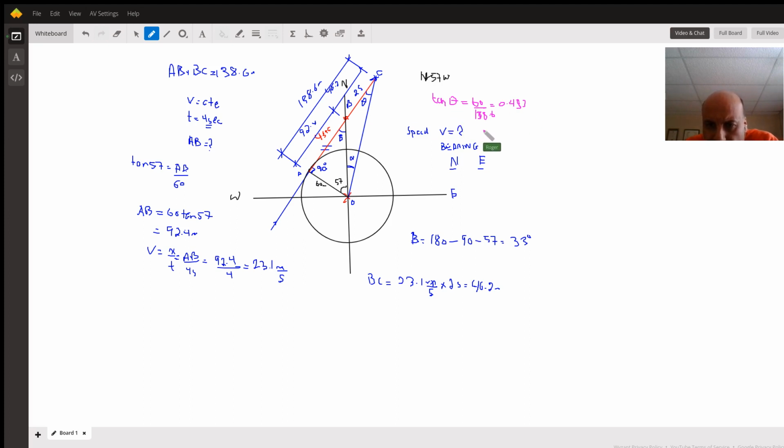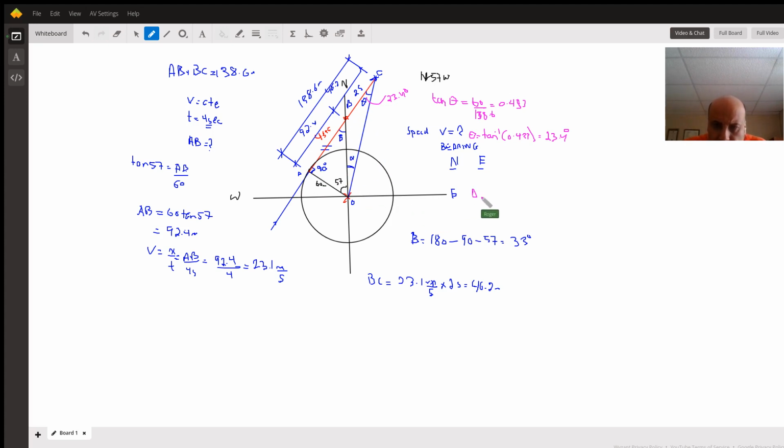Now, how do you find theta? You take tangent inverse of tangent theta. Tangent inverse of this value, 0.433, is the angle theta. So theta equals tangent inverse of 0.433. I got 23.4 degrees. So now we know what this angle is. I'm just going to write it down here, 23.4 degrees.